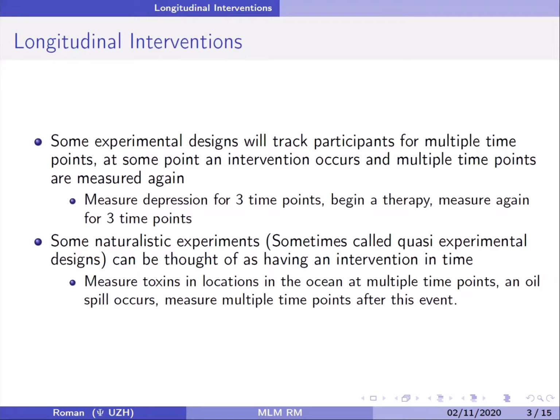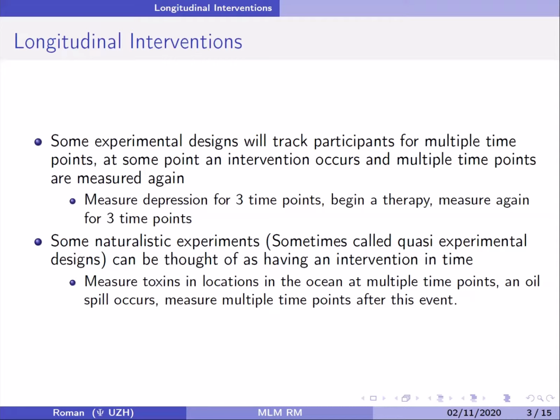In another context, this framework is useful for naturalistic experiments, sometimes called quasi-experimental designs if done on purpose. And this can be thought of as having an intervention in time. So let's say we're measuring toxins in different locations in the ocean at multiple time points, and an oil spill occurs, and then we measure at multiple time points after this event. So the idea is that we are looking at more than just pre-post, but multiple pre and multiple post measures.